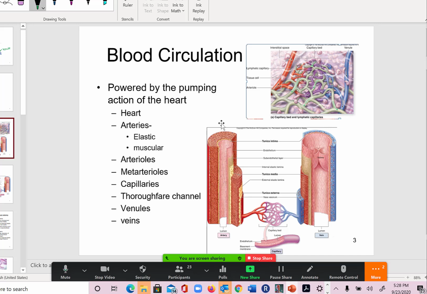So the blood circulation, we're going to go through these vessels in order. Vessels that come away from the heart are arteries. You have different kinds of arteries. We have elastic and we have muscular.